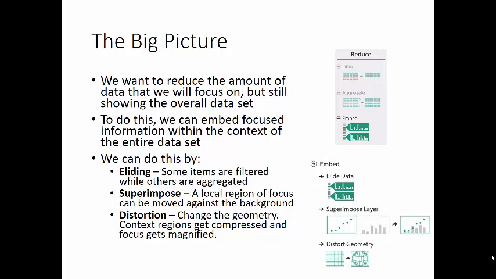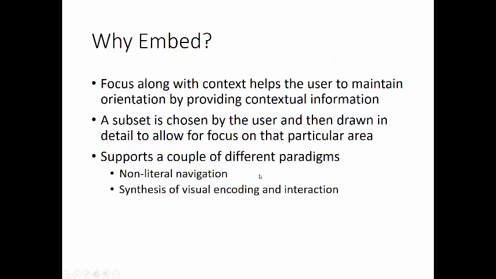That's an example, the fisheye geometry, which you can see in the lower right with the distortion. Superimposition is the middle, and elision, which is where you filter some and aggregate others, is on the top there. So why would you want to embed information?